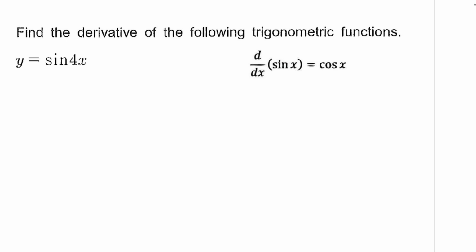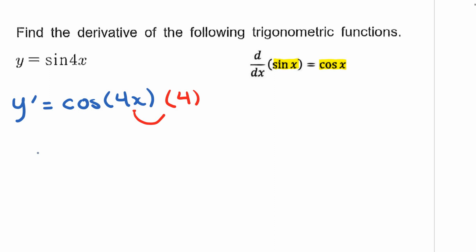This is the Trig derivatives homework guide, and for the very first question, I need to find the derivative of sine 4x. We know that the derivative of sine x is going to be cos x, so if we apply that to this particular problem, I get y prime equals cos of 4x, and you can put a bracket there if you like. Then the chain rule states that you need to take the derivative of 4x, which is simply 4. So my final answer here for y prime would be 4 times cos of 4x.